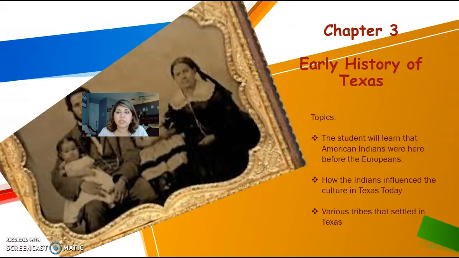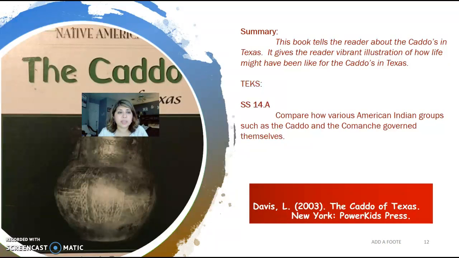Chapter 3, Early History of Texas. The topics are how Indians influenced culture in Texas today, and the student will learn that American Indians were here before the Europeans, and they'll also learn about various tribes that settled in Texas.